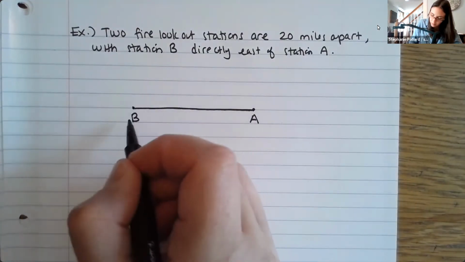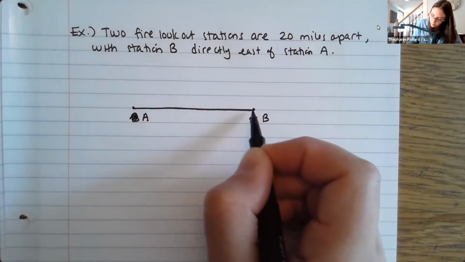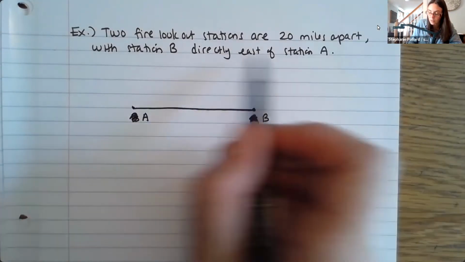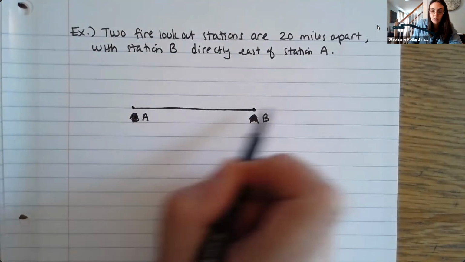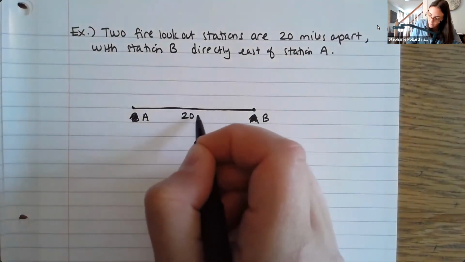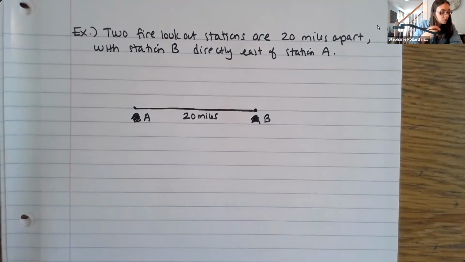Oh, other way around, sorry, I was doing west. There's A, there's B, let me fix that. So station B is east of A, excuse me. So here's A, east is going towards the right, so station B would be on the right. And they are 20 miles apart. Now, we also know that both stations spot a fire on the mountain to the north.